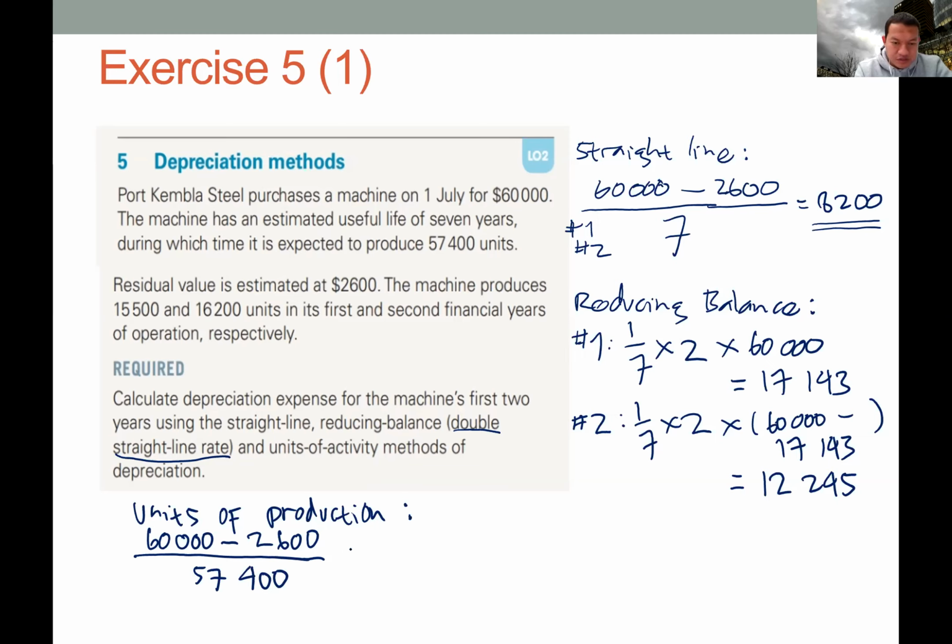Okay, and then multiply this with the actual production. So for year number 1, the actual production is this one. So 15,500. Okay. So this one is basically 60,000 minus 2,600, the same with this 57,400. So this is actually 1. So the depreciation expense would be 15,500.